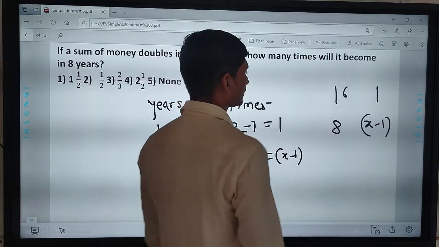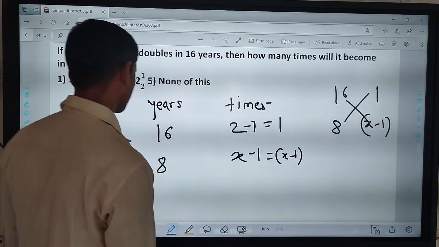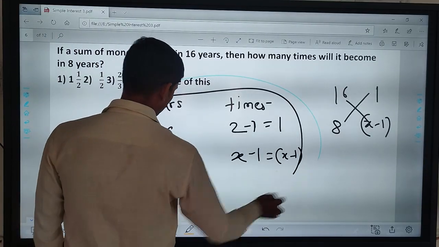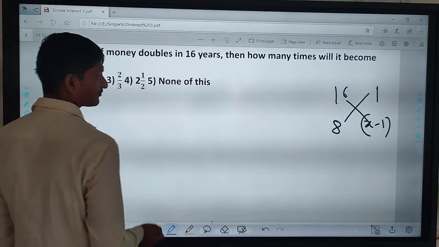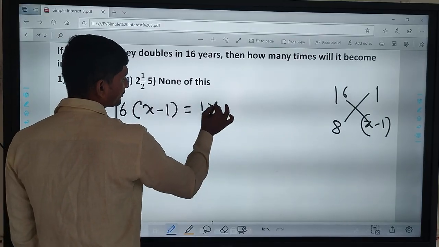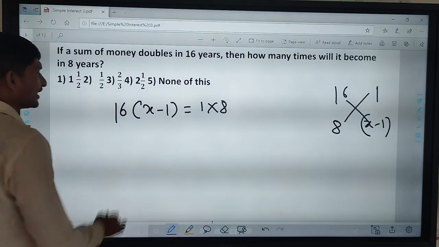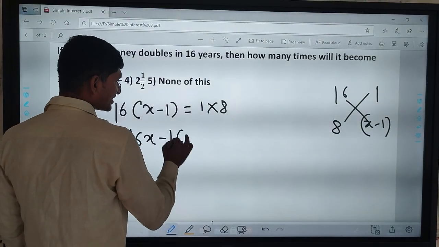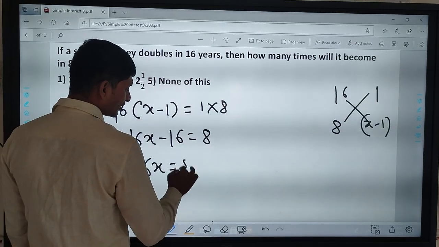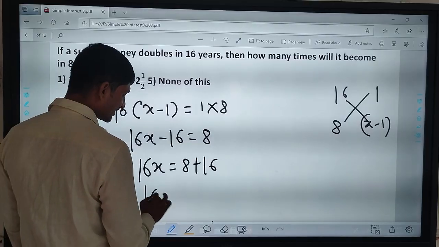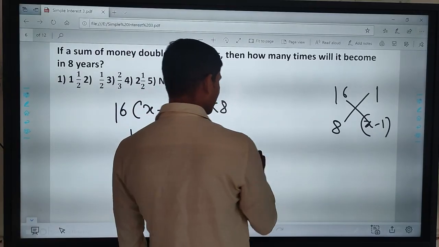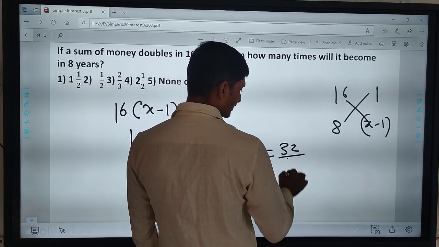We take cross multiplication of these two and we get the value of x. Now 16 into x minus 1 is equal to 1 into 8. Then 16x minus 16 is equal to 8. Then 16x is equal to 8 plus 16, that is 16x is equal to 24. We find the value of x. Then x is equal to 24 divided by 16.